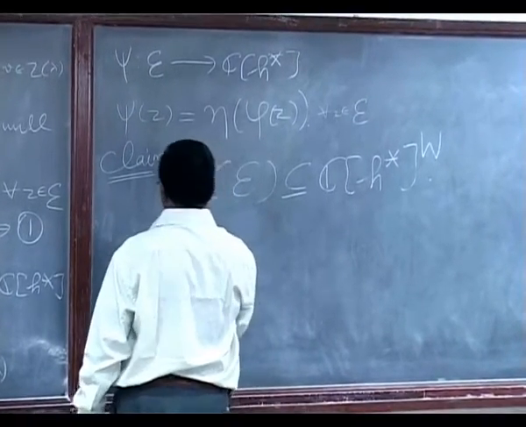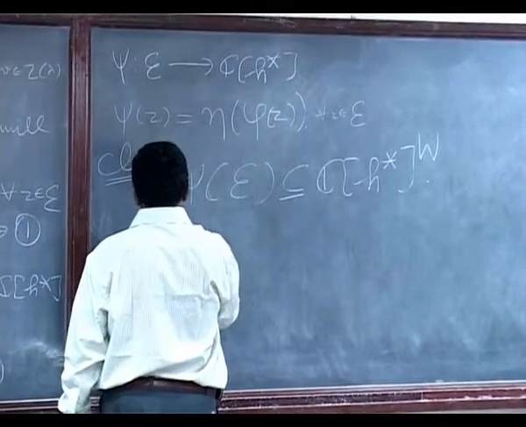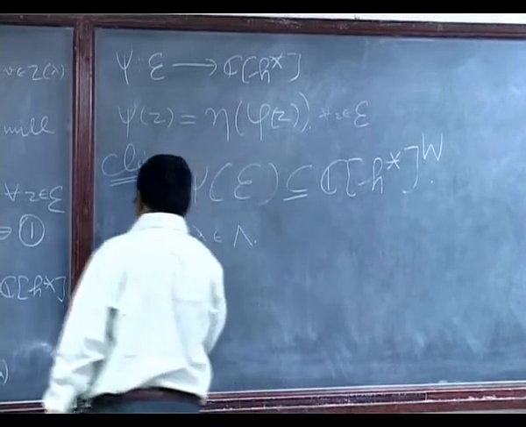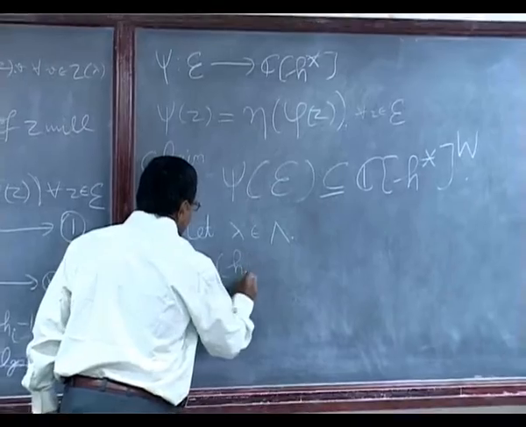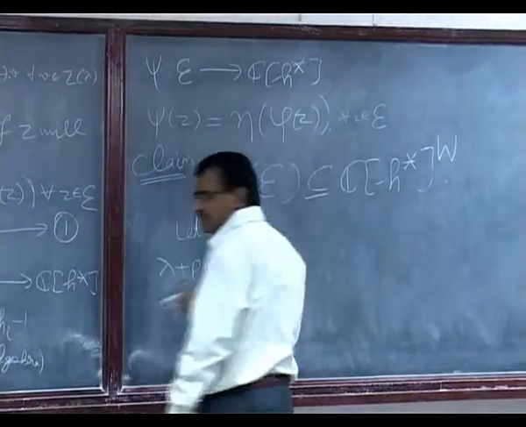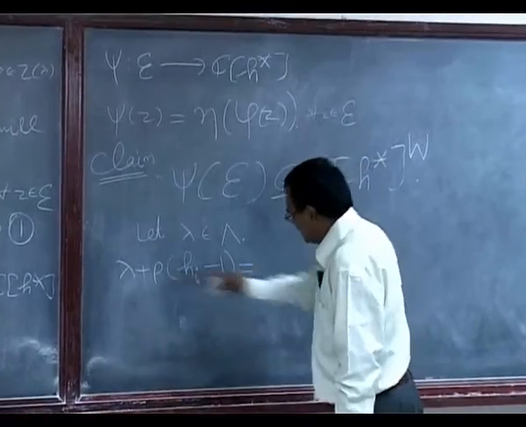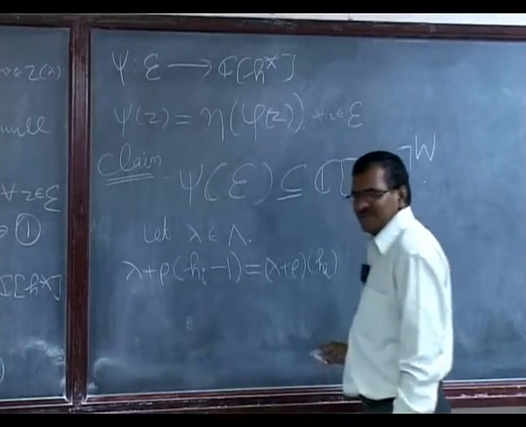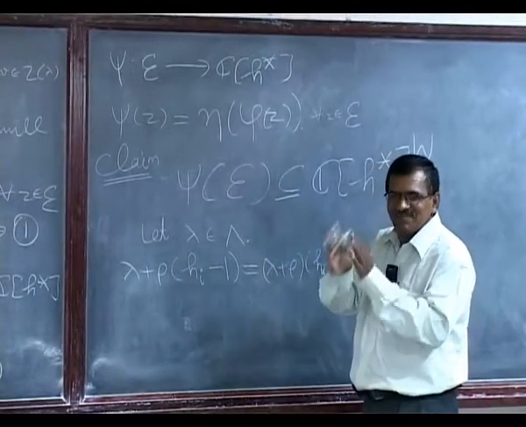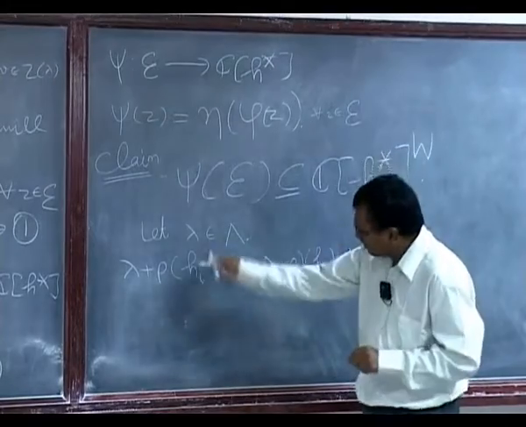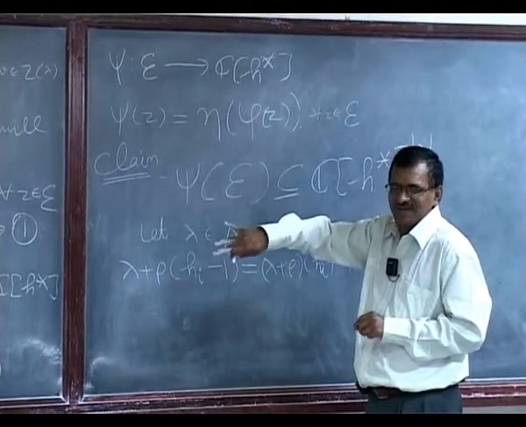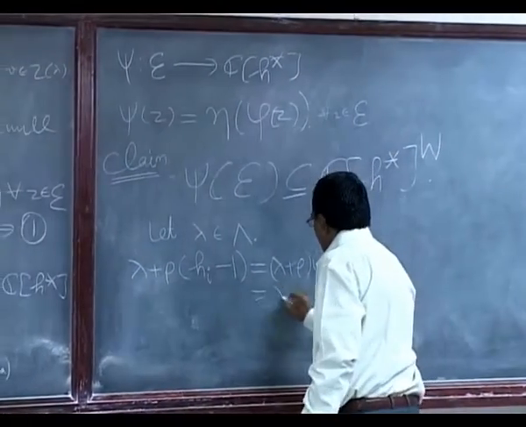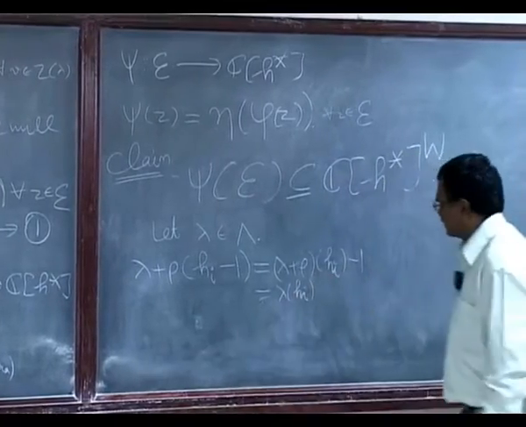First thing is, to prove that, let lambda be integral, and look at lambda plus rho of H i minus 1. Here 1 is the constant polynomial function on H star, that is the meaning. So minus 1. Now rho of H i is 1, so I get simply lambda of H i, because rho of H i is 1.